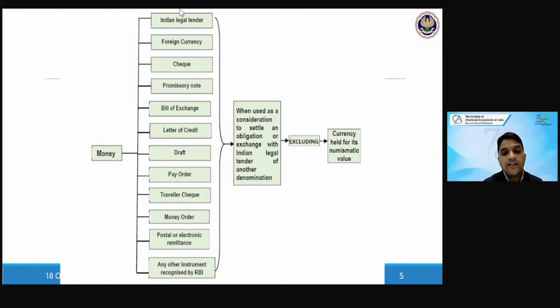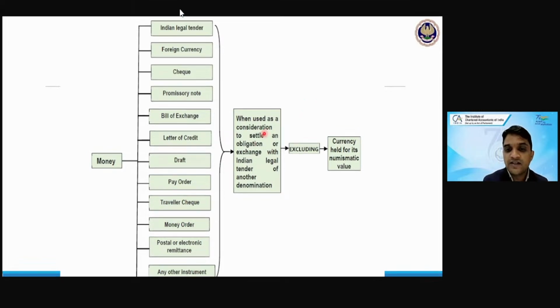E-rupee issued by RBI is money? Yes, because it is a digital wallet and it is recognized by the RBI. So that is a valid part. Digital money is recognizable, and that's why it is a transaction in money. It is money.